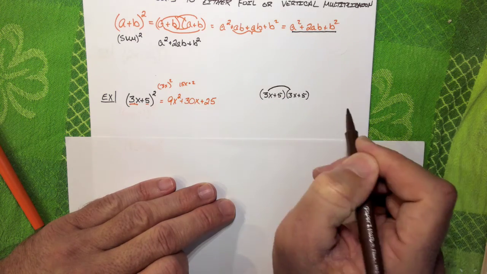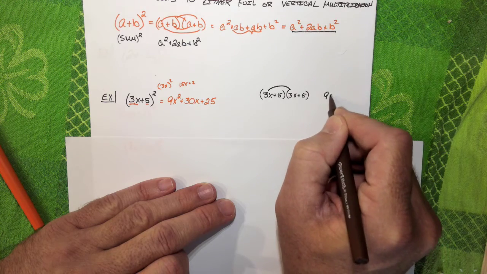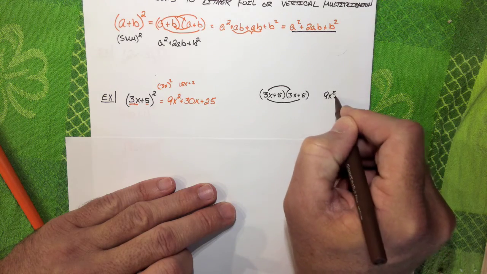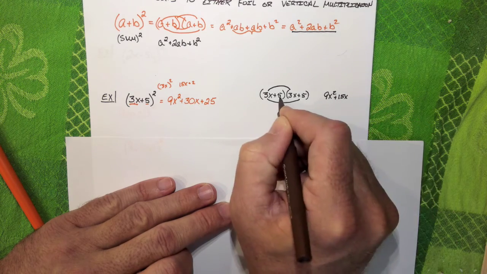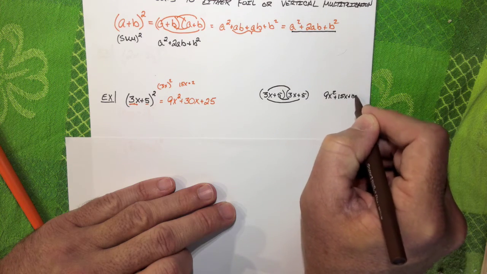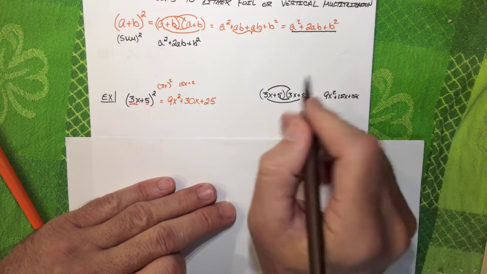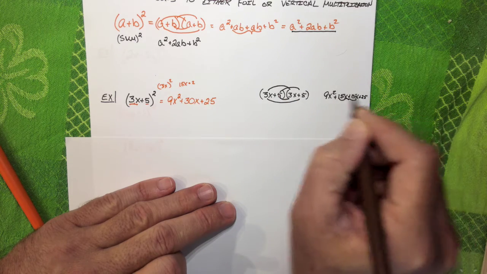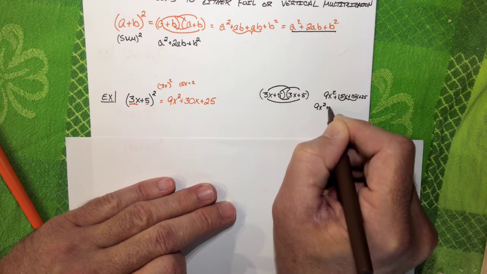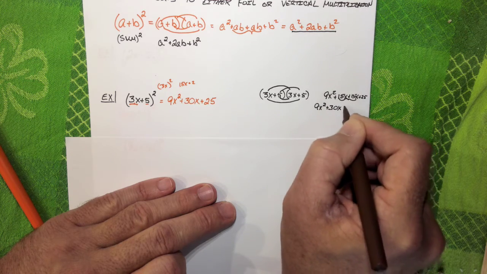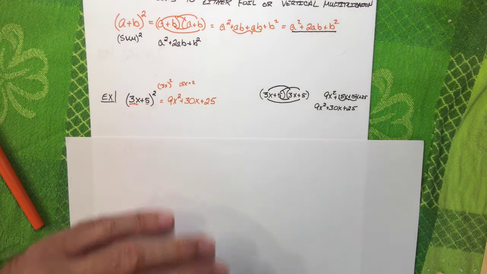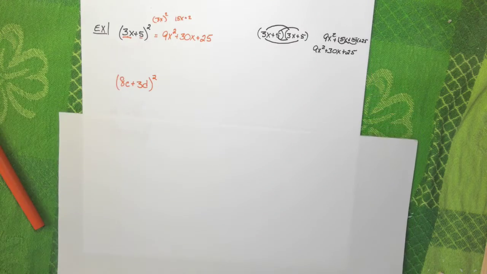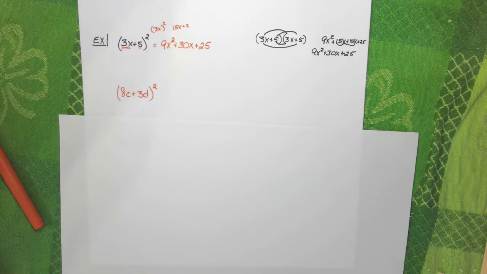So first, 3x times 3x, 9x squared. Outers, 15x. Inners, I'll go back and think about it. Plus 25. Like terms: 9x squared plus 30x plus 25. Shortcut. That's what it's about. Today is all about getting you faster in these problems. Shortcuts.